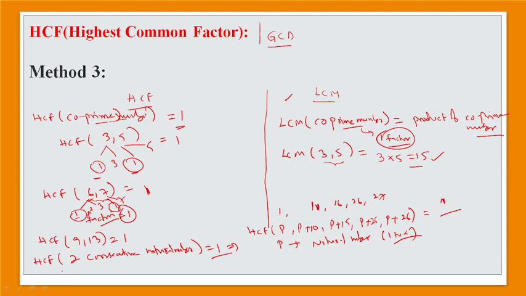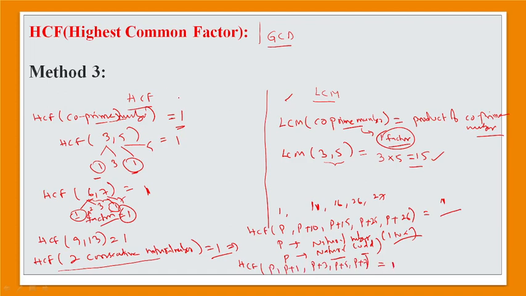So remember that the HCF of any two consecutive natural numbers will always be equal to 1. Suppose I take p as a natural number, but an odd number. Let us consider one example: HCF of p comma p plus 1 comma p plus 3 comma p plus 5 comma p plus 7. For these numbers also the HCF will always be equal to 1.